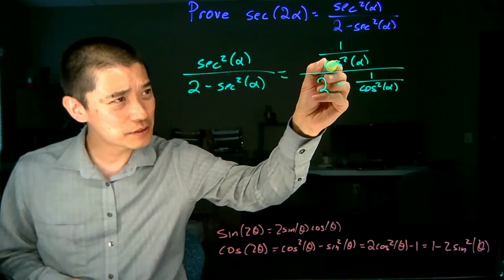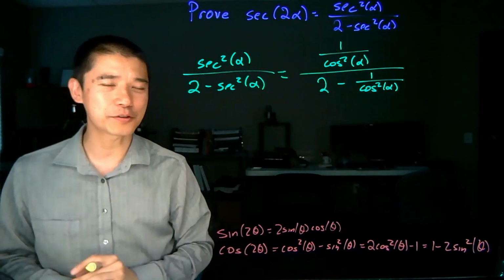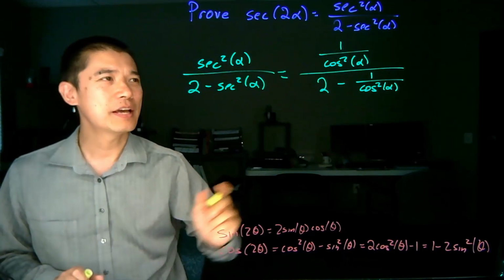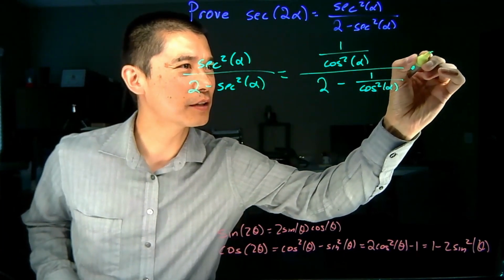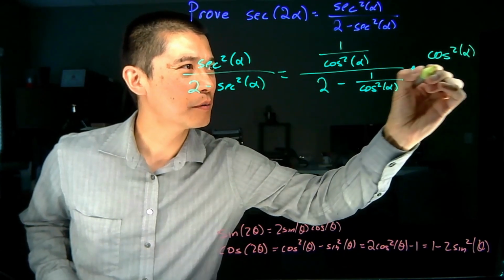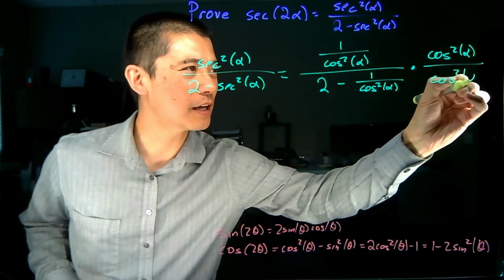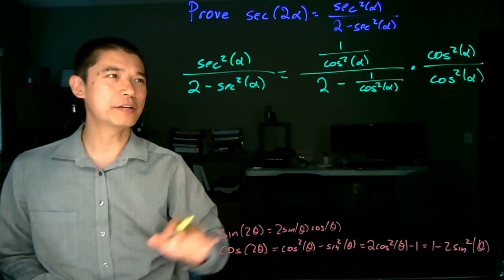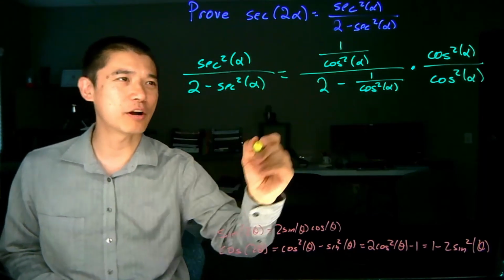But if we notice these fractions, the denominators of each of those fractions is exactly the same. And so in this case it makes more sense to clear those fractions by multiplying the top and the bottom by cosine squared alpha. And this will eliminate the fraction inside a fraction problem as well.